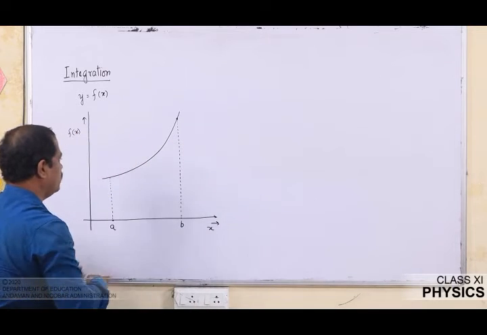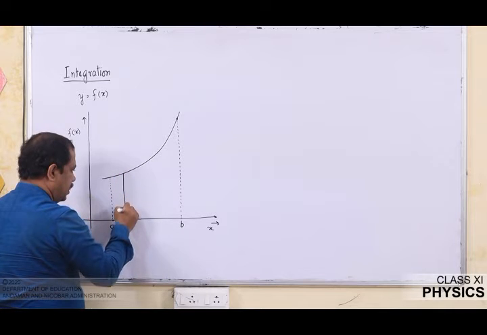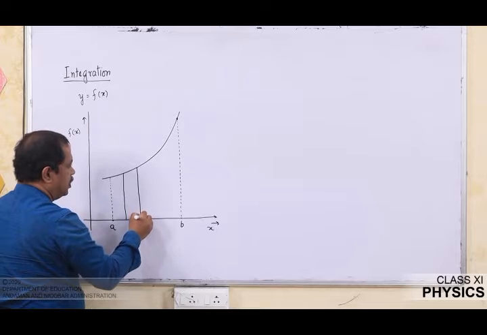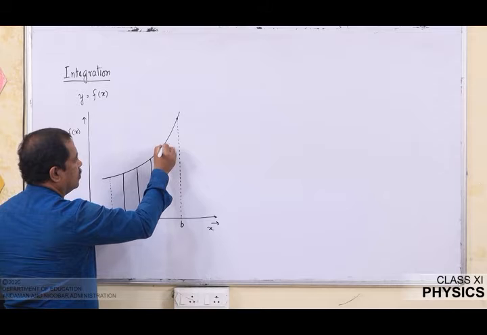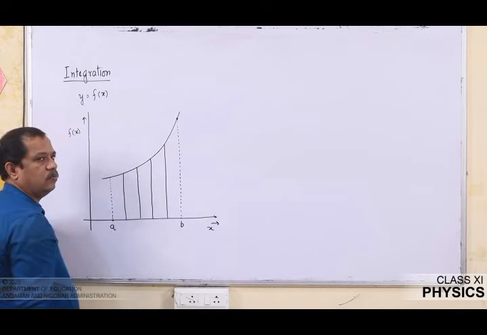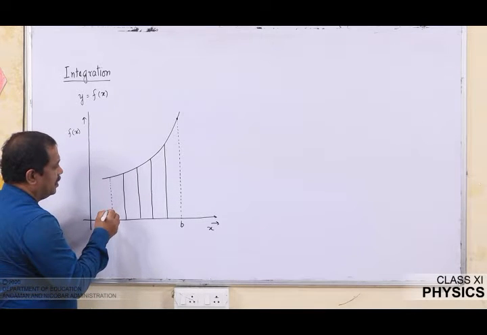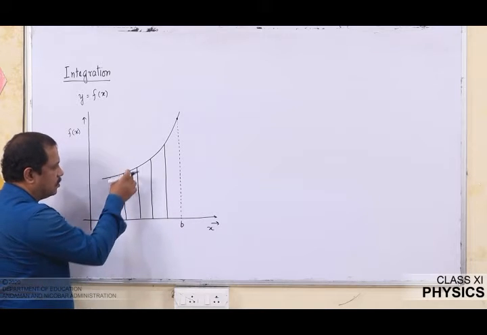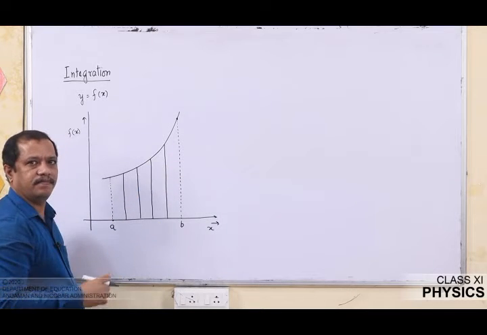So, what I am going to do is divide the entire area under this curve y is equal to f of x into equal widths like this. Say I have divided this area into equal widths. Now I see that this is one strip, this is the second strip, this is the third strip, like this I have divided the area.